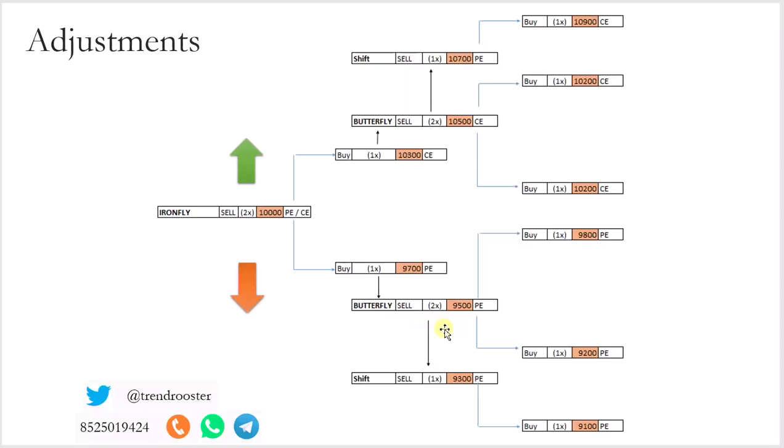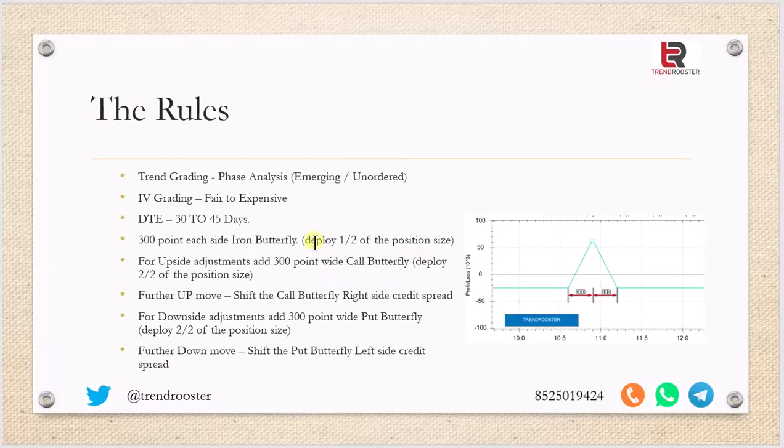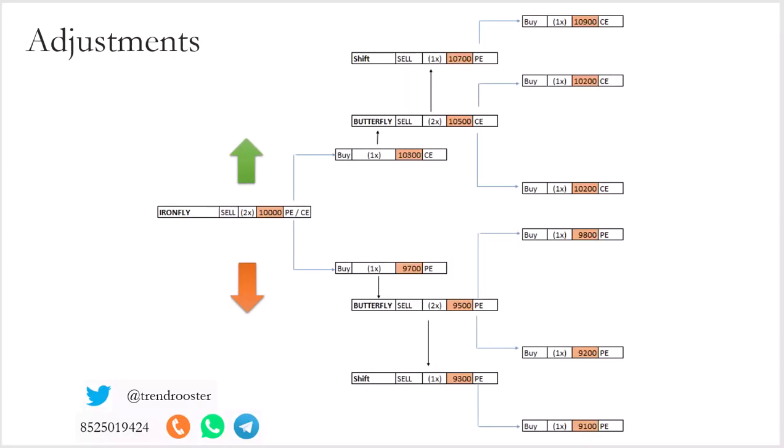For a 200 point move down, we deploy one more put butterfly. For a 200 point upside, we deploy call butterflies, right? The position size is also mentioned here. First we deploy one of the positions, and then we deploy two of the positions, right? So these are basically the adjustment rules of the Ironfly system.